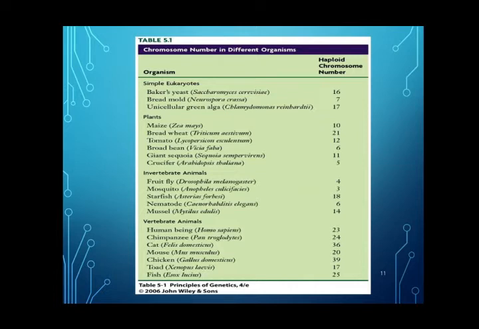mussel 14. Human beings have 23 haploid chromosomes. Chimpanzee has 1 more than us, 24. Cat has even more chromosomes than us, 19. Mouse has 20. Chicken has 39, even more than us or cats or chimpanzees. Toad 17. Fish 25.